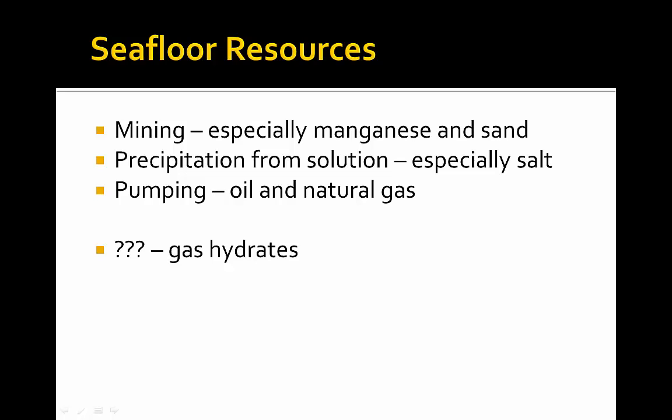The highest value physical commodities taken from the ocean are oil and natural gas pumped from under the seafloor. Now, there is another possible resource associated with those: gas hydrates. These are molecules of natural gases encased in water molecules. They form in areas that are very cold and under high pressure, and deep ocean sediments are perfect for that.